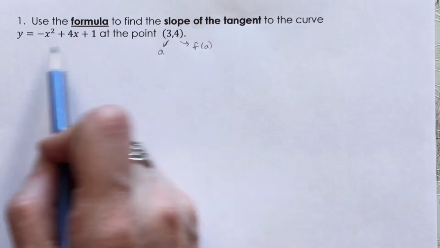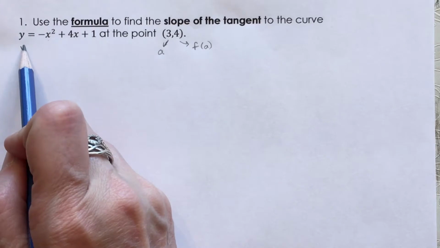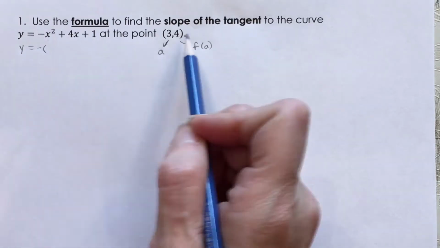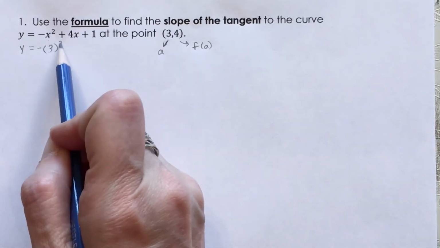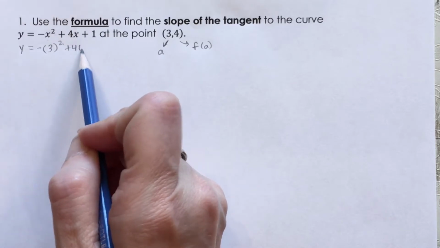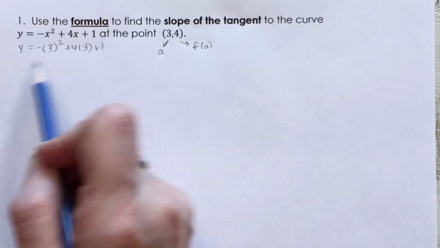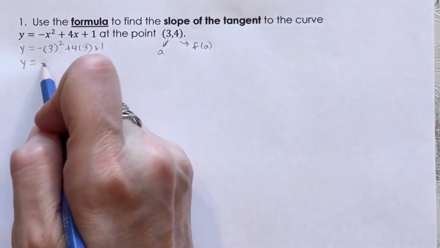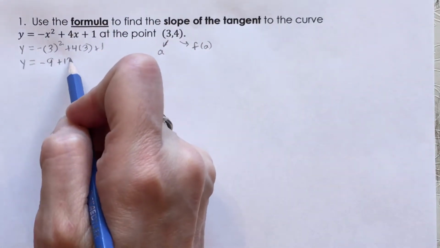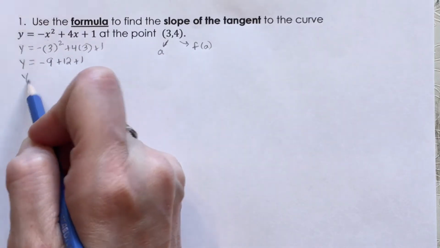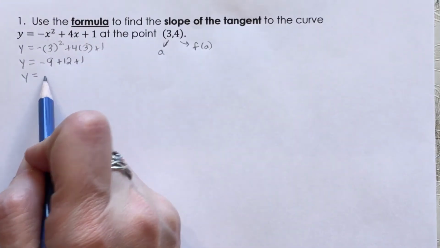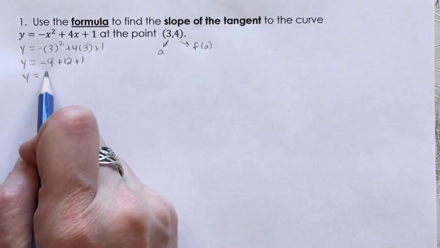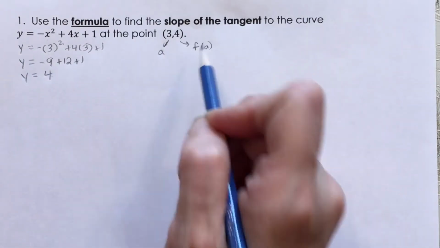Meaning that if I were to substitute 3 in here, which I'll just show you really quickly, I should get 4, which should be the corresponding y value. And you can see that it does end up being the corresponding y value. So here's a and here's f at a.